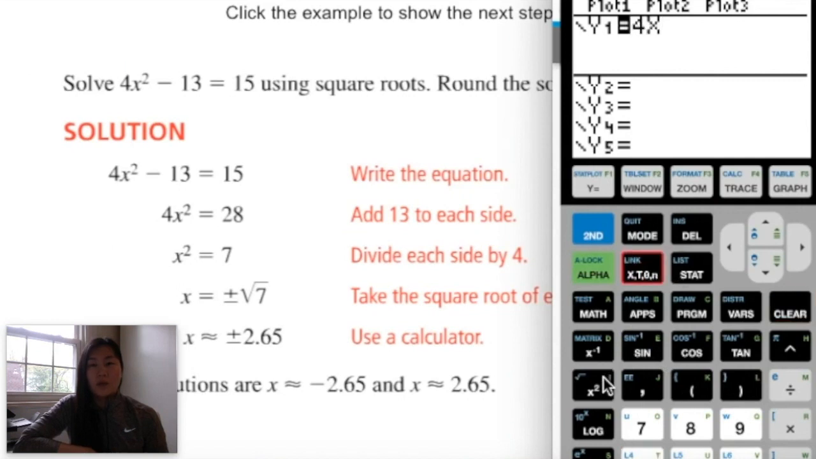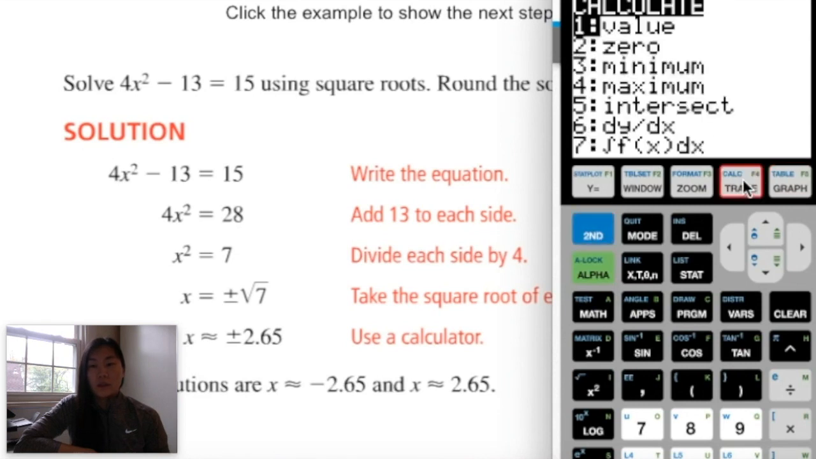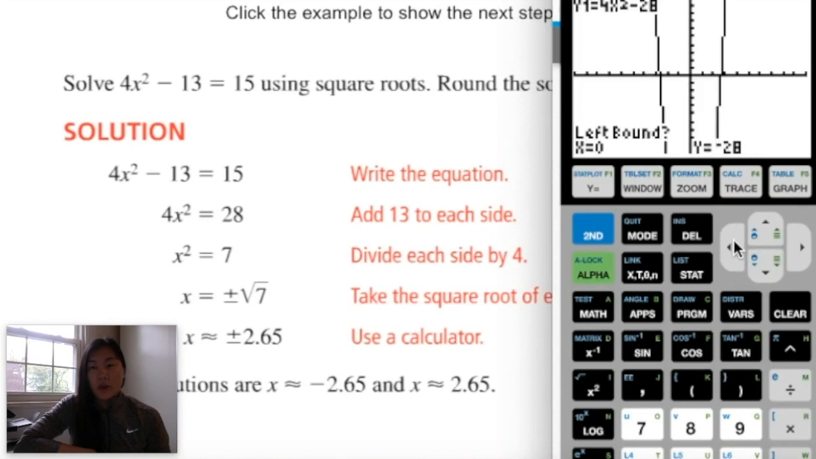So y equals 4x squared minus 13 equals 15, but we need to move over the 15, so you get minus 28. And then you hit graph. That's the parabola. We're going to use second calc. We already know where the zeros are. Number 2. Find the cursor.